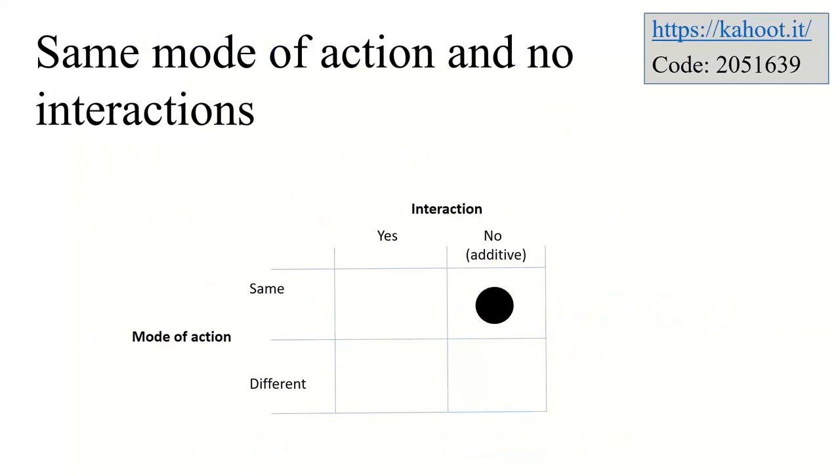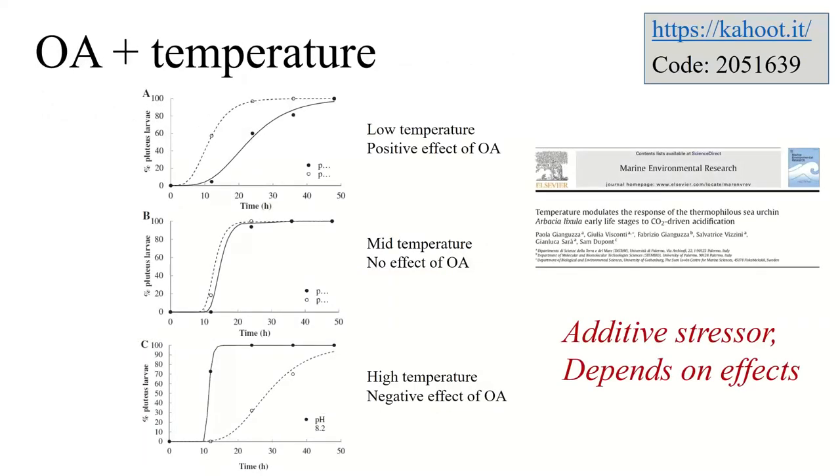But then you can have other case studies, where you have the same mode of action, instead of different, and an interaction. A good example of that would be ocean acidification and temperature. If you're interested, you can have a look at that paper, where the combined effect just depends on the combination. When we tested this, at low temperature and an acidification scenario, we had a positive effect of acidification. We did the same experiment with a higher temperature and we had no effect of OA.